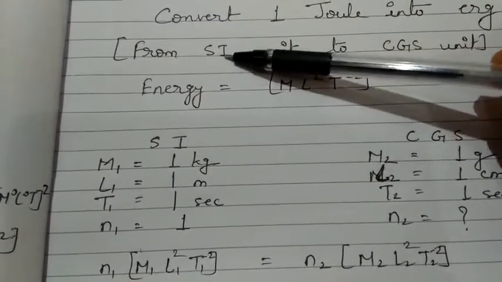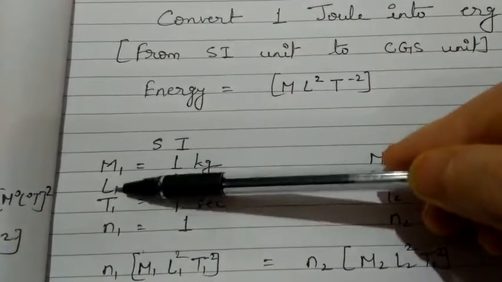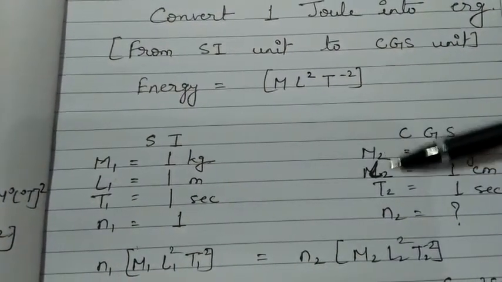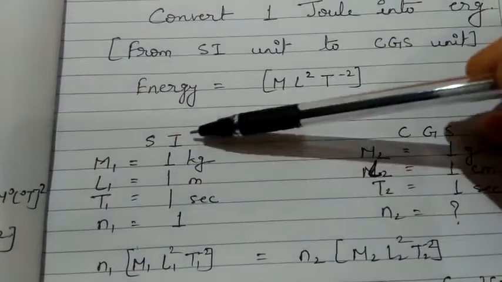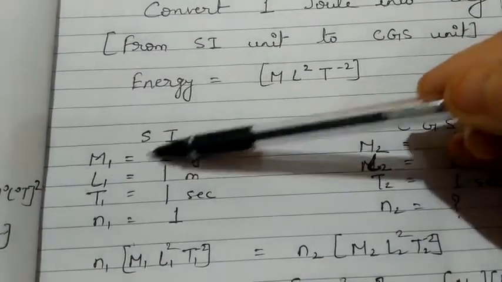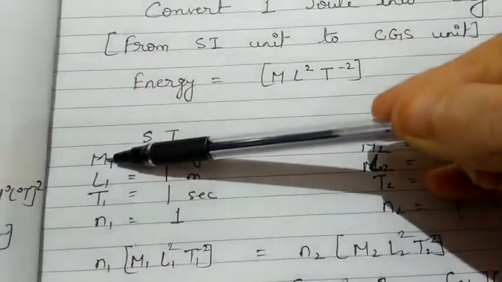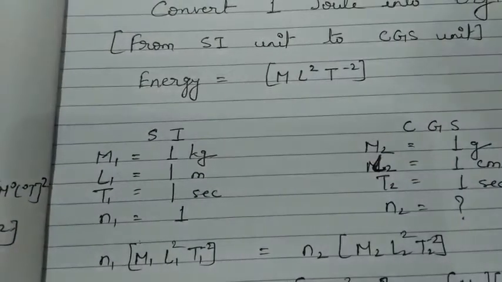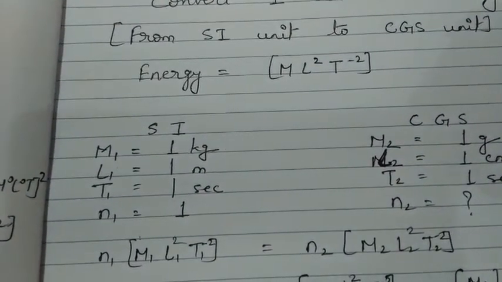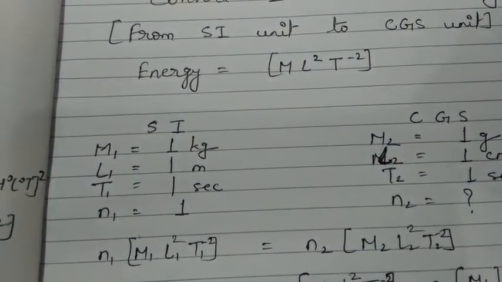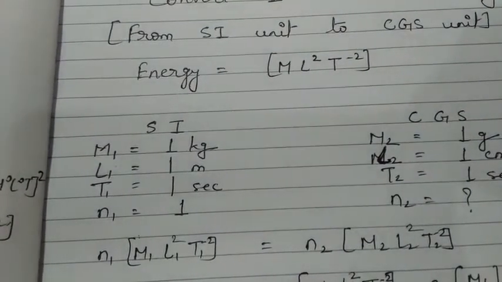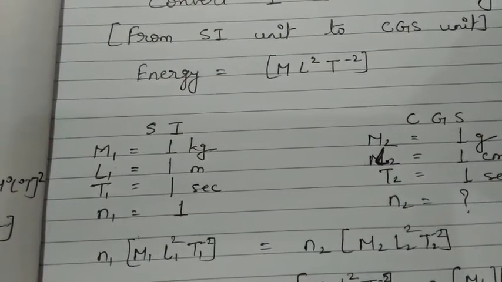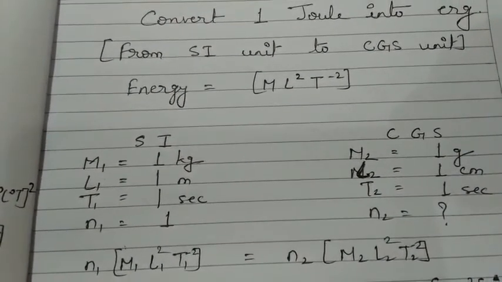So all the known units we will write in terms of 1 and all the unknown units we write in terms of 2. Okay. So for the SI system, mass is given in kilogram. So M1 equals 1 kilogram. Length is given in meter. So L1 equals 1 meter. Time is given in second. So T1 equals 1 second. And N1, which is the value given in the equation, that is 1 joule.